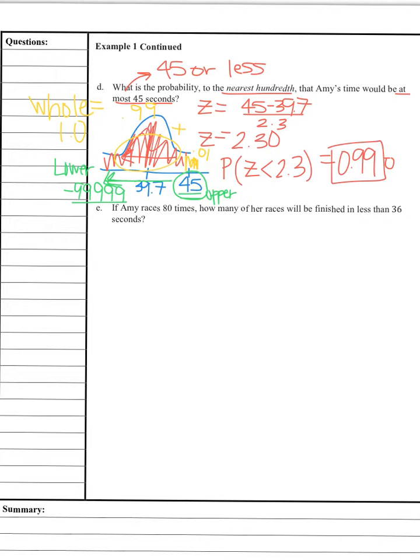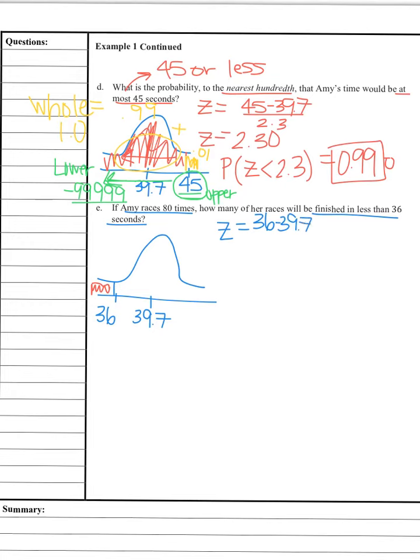So the last question here is saying, if Amy races 80 times, how many of her races will finish in less than 36 seconds? Well, again, let's put it on the curve. We have our mean in the middle, 39.7 again. And less than 36 seconds, so 36 is somewhere over here, and we want to find the probability over here. So we have to find the z-score. z equals 36, our value, minus the mean, 39.7, over the standard deviation of 2.3. So the z-score of 36 seconds exactly is negative 1.61.